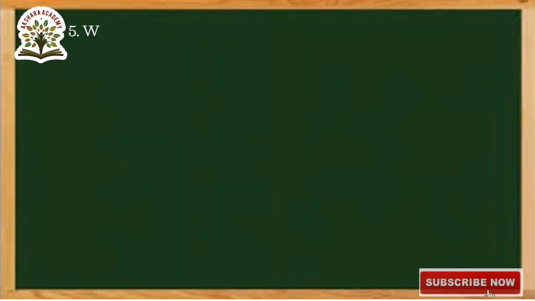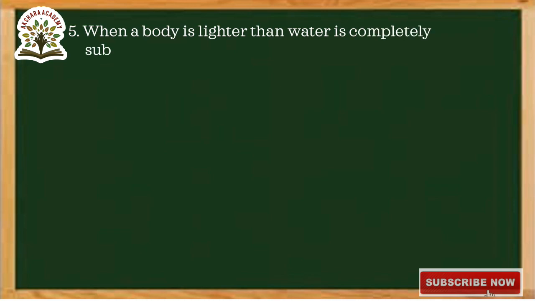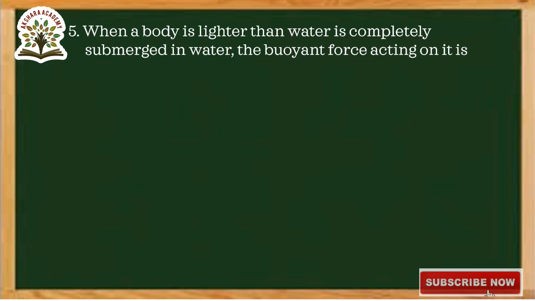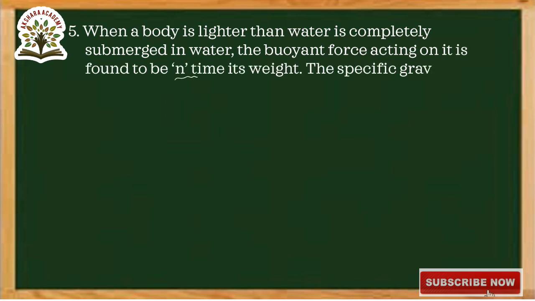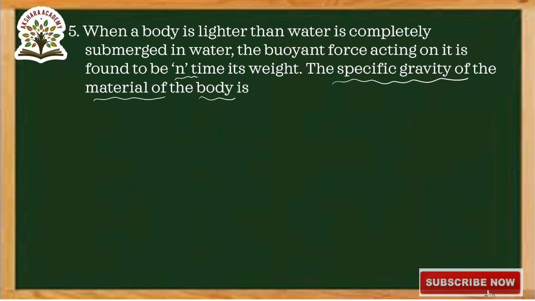Next question, the fifth one. When a body lighter than water is completely submerged in water, the buoyant force acting on it is found to be n times its weight. The specific gravity of the material of the body is. Here we have to calculate the specific gravity of the material. Let us go to the solution.